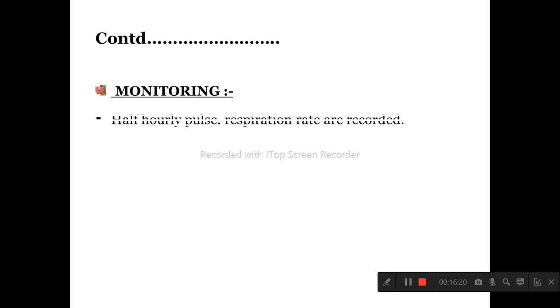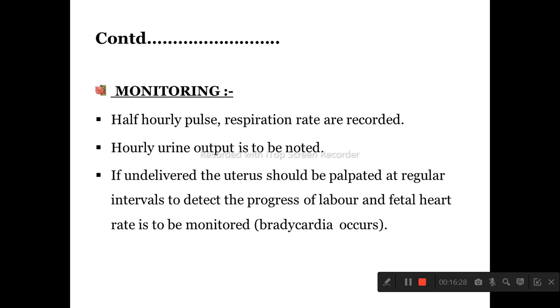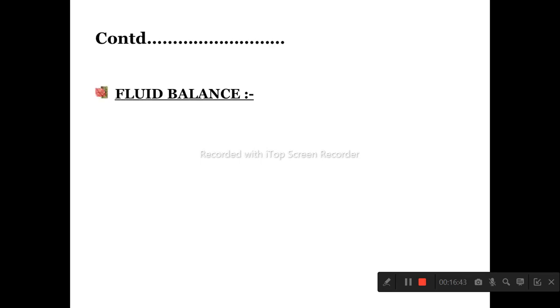Then next is monitoring. Half hourly pulse and respiratory rate are to be recorded, and hourly urine output is to be noted. If undelivered, the uterus should be palpated at regular intervals to detect the progress of labor, and fetal heart rate is to be monitored for bradycardia. So we have to monitor the progress of labor also.